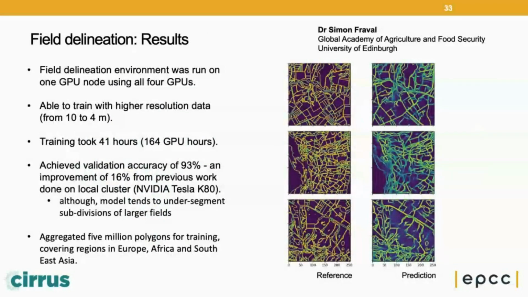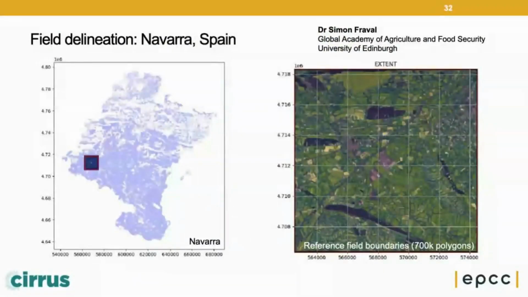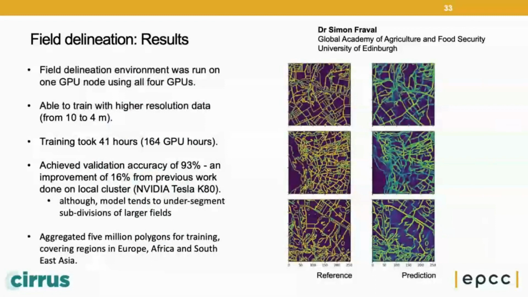And that went quite well. The user, Dr. Simon Fravel, was able to run on one GPU using all 4 GPUs, and was able to train with a higher resolution data. So basically on their local cluster, they had the previous generation of NVIDIA GPUs, these Tesla K80s. So I think on Cirrus we have the V100s, slightly more recent, and they were able to improve their validation accuracy. So I think for 93% of that region, they were able to correctly identify where the field boundaries were.